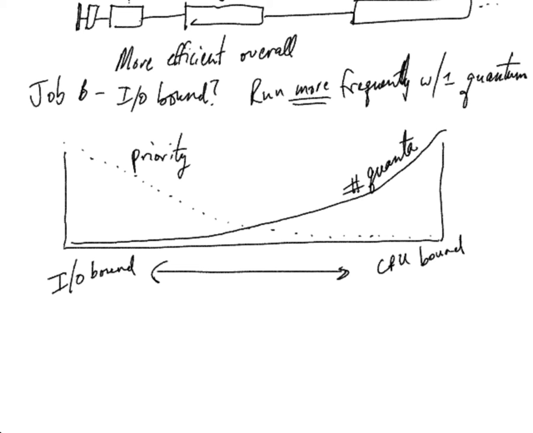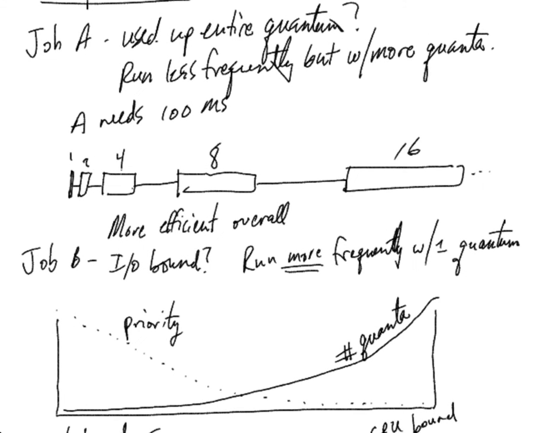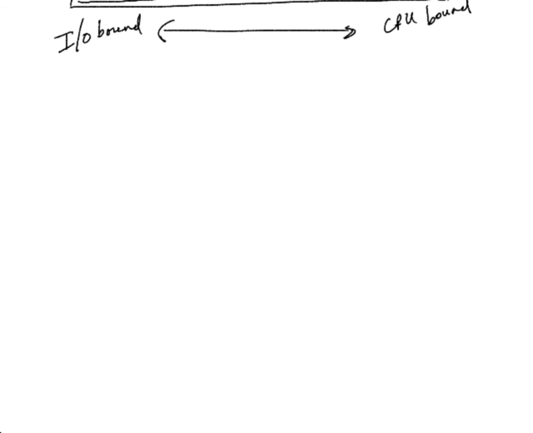So I/O-bound processes have high priority. They're going to get run more often, but they don't get as many quanta, whereas CPU-bound processes have more quanta, but they're lower priority. They don't get run as often. Now, we could ask ourselves, how do I know if a process is I/O-bound or CPU-bound? And it's exactly as we showed up above, whether the job used up its entire quantum, or how many of the last X quanta used up entirely, and so on.